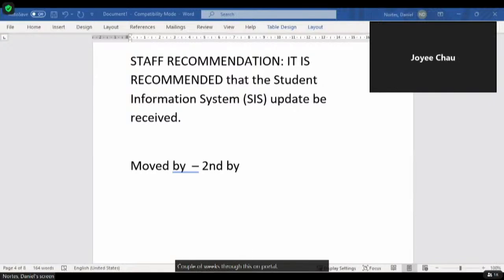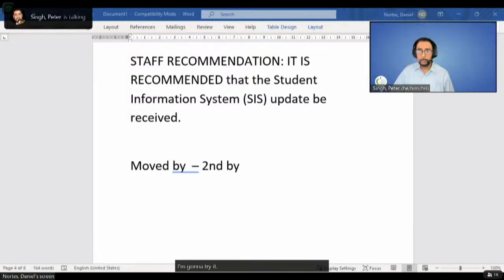Mr. Singh, could you hear? I'm going to try to paraphrase the question I heard: the implications of the parent portal and e-forms and the functionality related to it.